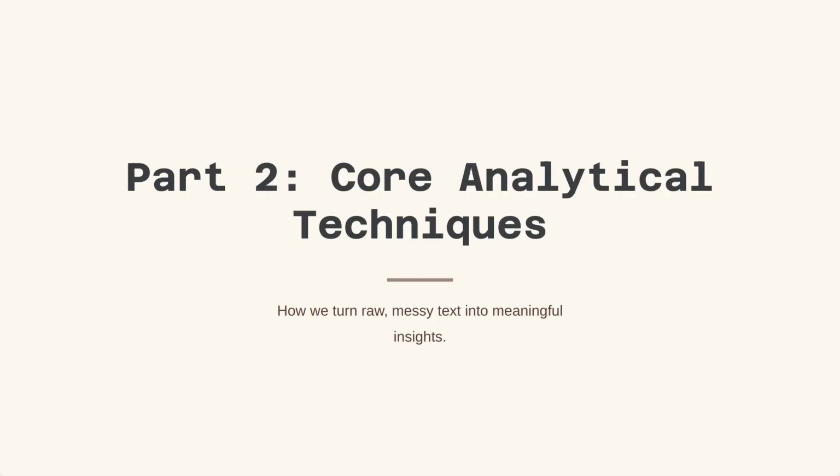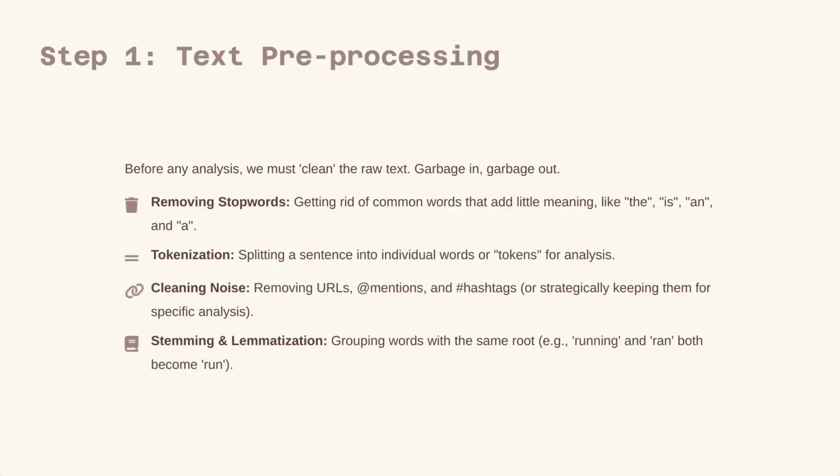Part 2, the core analytic techniques. This covers how we turn raw, unstructured text into meaningful insights. The first step is text pre-processing. If we analyze messy text, we get messy results. So we go through a few steps. Removing stop words: we strip out common words like the, is, that, which don't add any meaning. Tokenization: we split sentences into individual words. Cleaning noise: we remove or filter URLs and hashtags. Stemming: we group words with the same root, like run, running.